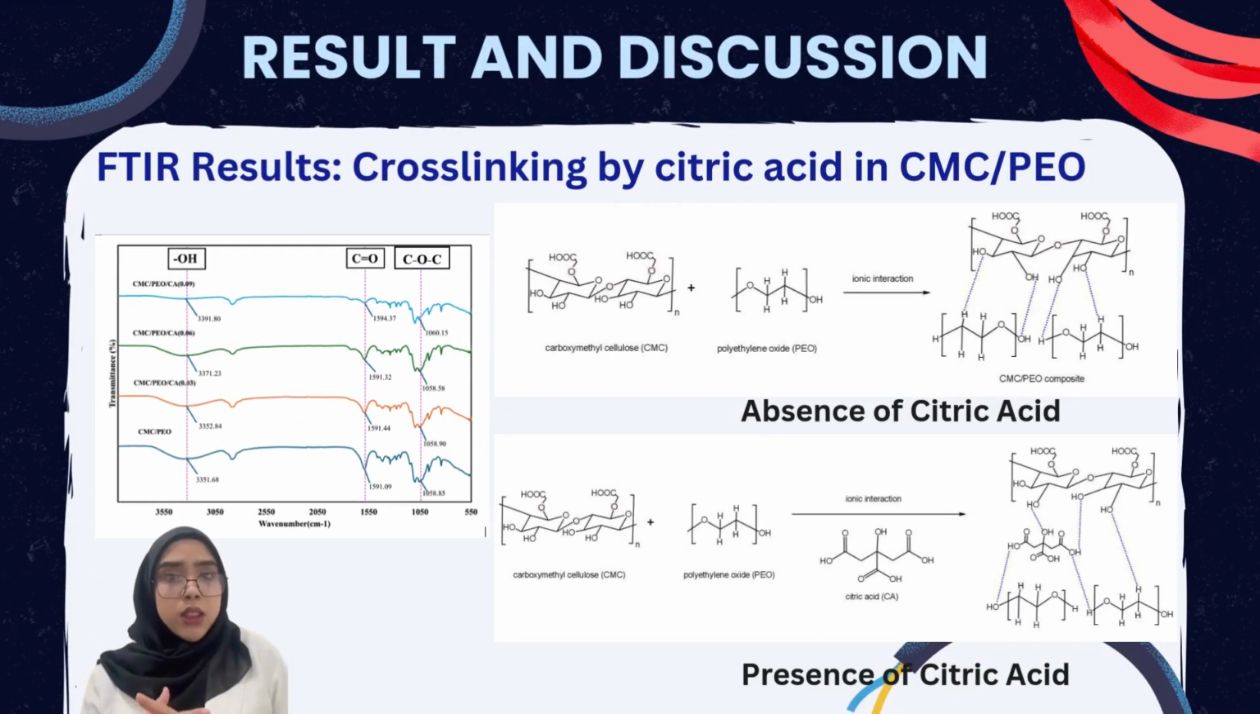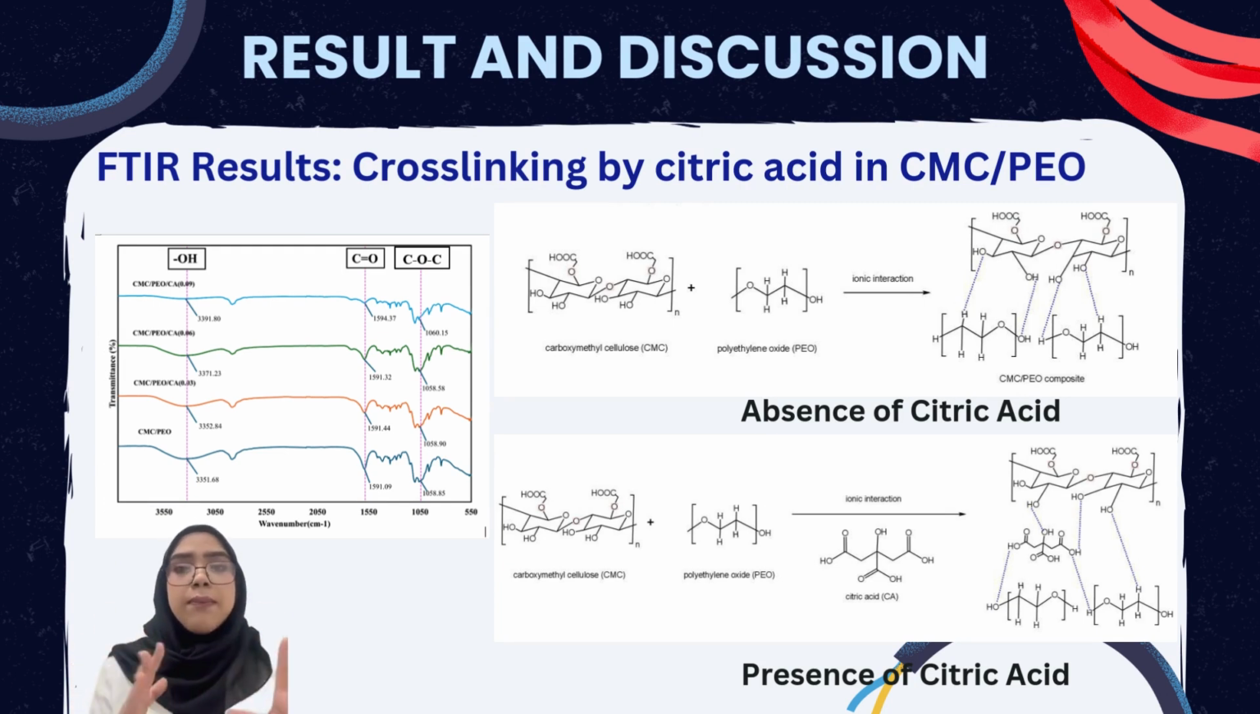Here are the results and discussion for the FTIR of the cross-linking by citric acid in CMC and PEO. Okay, from the FTIR results, we are analyzing the OH, C=O, and C-O-C bands.